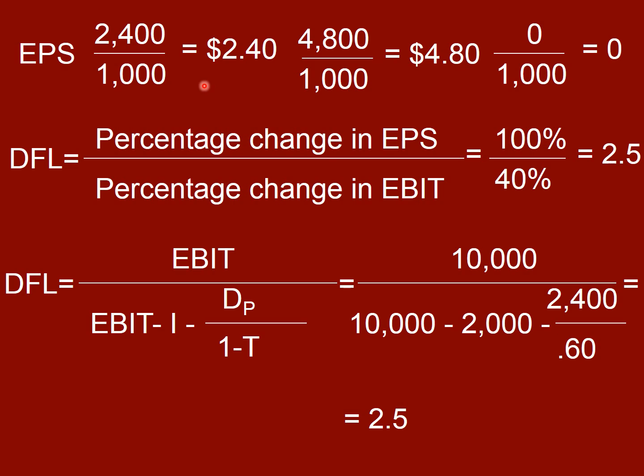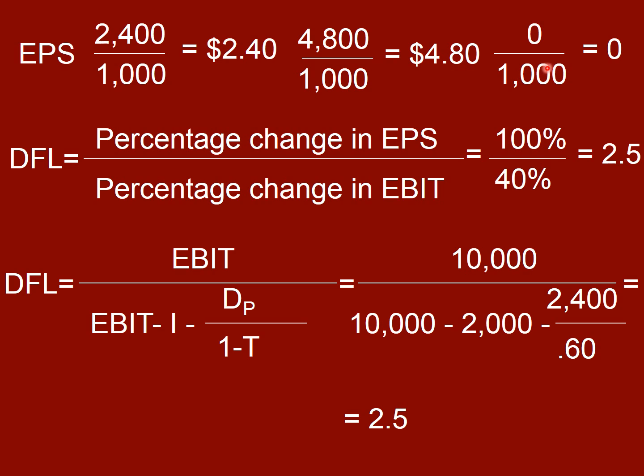Here's our earnings per share. So we had earnings available to common shareholders of $2,400 in the base case. And if we have 1,000 shares outstanding, that means each share of stock earned $2.40. That's the way we interpret that. Then when we had the 40% increase in EBIT, we saw that earnings available to common shareholders was $4,800. And if we divide that by the number of shares outstanding, we see that each share of stock earned $4.80.